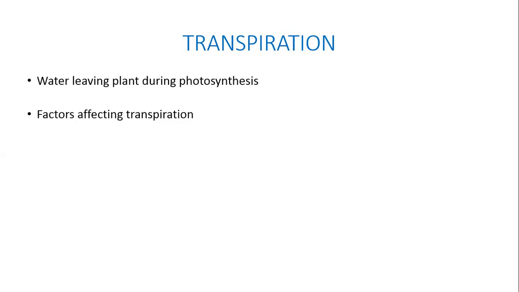Then we're going to talk about transpiration. So transpiration is basically the water that leaves the plant during photosynthesis. Whenever you have photosynthesis happening, water leaves through the surface of the leaves and so on. That is what is called transpiration. As far as the factors affecting transpiration are concerned, it's more or less the same as whatever we discussed for evaporation. It depends on the vapor pressure, temperature, all of those things. They are all similar to evaporation.